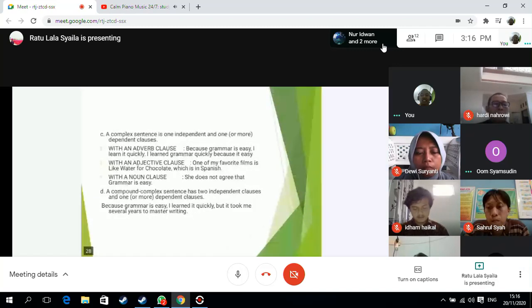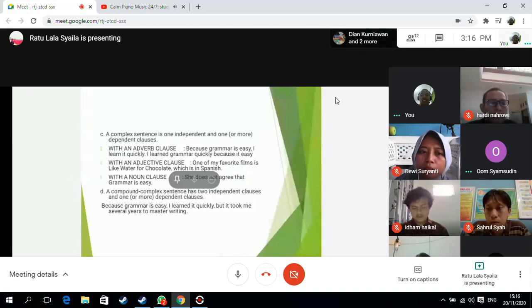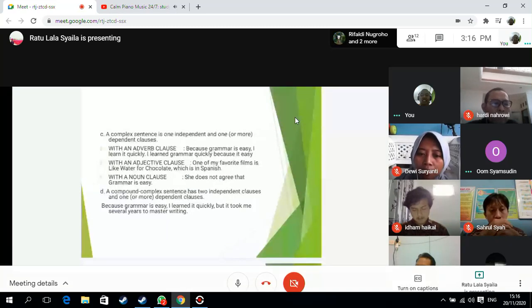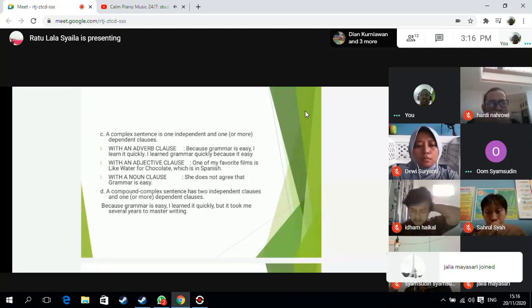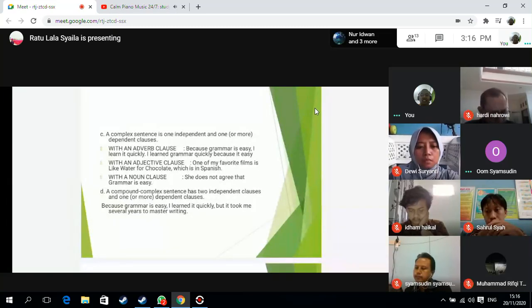So, the complex sentence was already explained by Mr. with an adverb clause, with an adjective clause, and with a noun clause. So the compound complex sentence has two independent clauses and one or more dependent clauses. For example, because grammar is easy, I learned it quickly, but it took me several years to master writing.